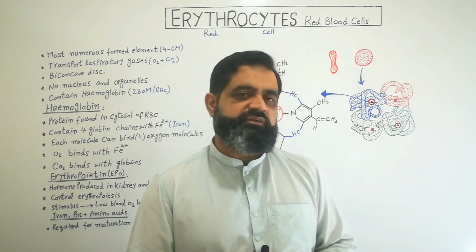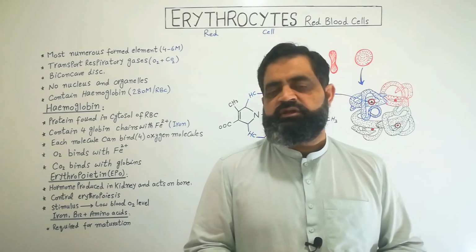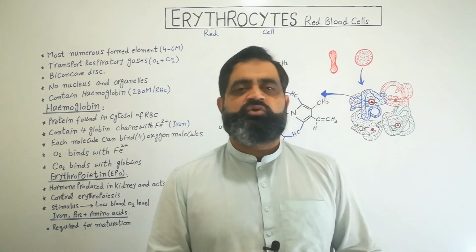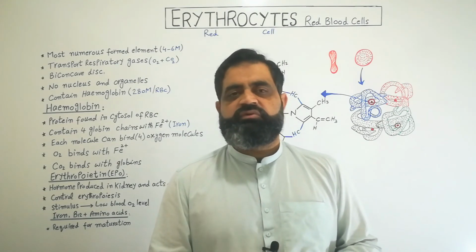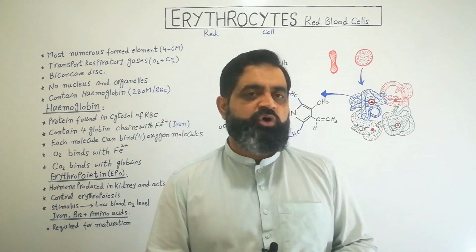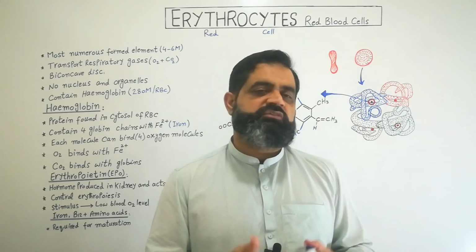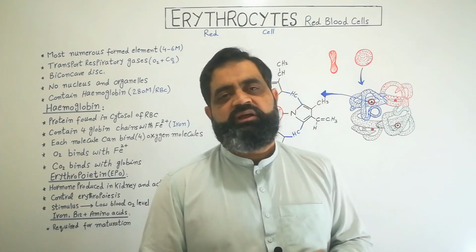Now for the formation, development and maturation of red blood cells and hemoglobin, what do you need? You need iron. And how do you get iron? You can only get iron from your diet. So if you're taking a diet with iron, then you have enough iron in your body. If you have enough iron, then you have enough hemoglobin, and then you have enough RBCs, enough red blood cells in your body.